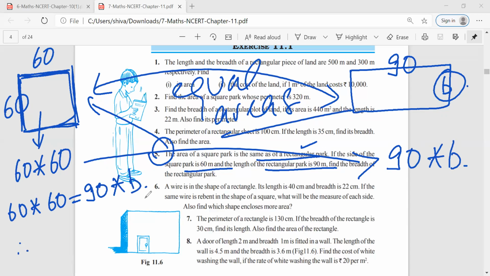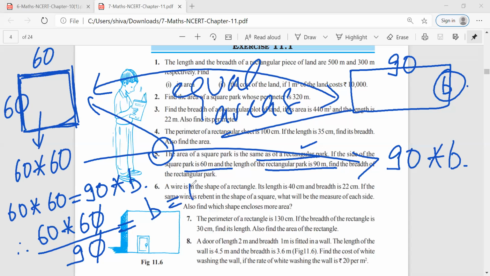Therefore, B would be equal to 60 into 60 upon 90. Any doubt? No, sir. So 0 and 0 will cancel. 60 into 6 would be 360, divided by 9 would be 40. Mr. Satya, any doubt? No, sir.